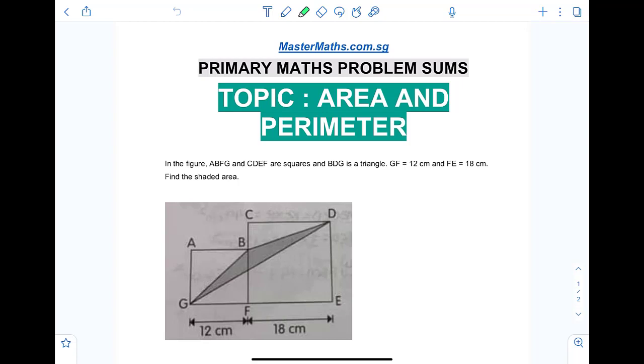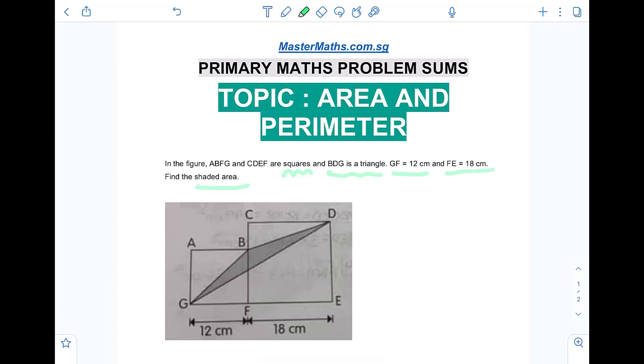Figure, ABFG and CDEF are squares. And BDG is a triangle. Okay, where's BDG? Is here. BDG is a shaded triangle. GF is 12 cm, FE is 18 cm.